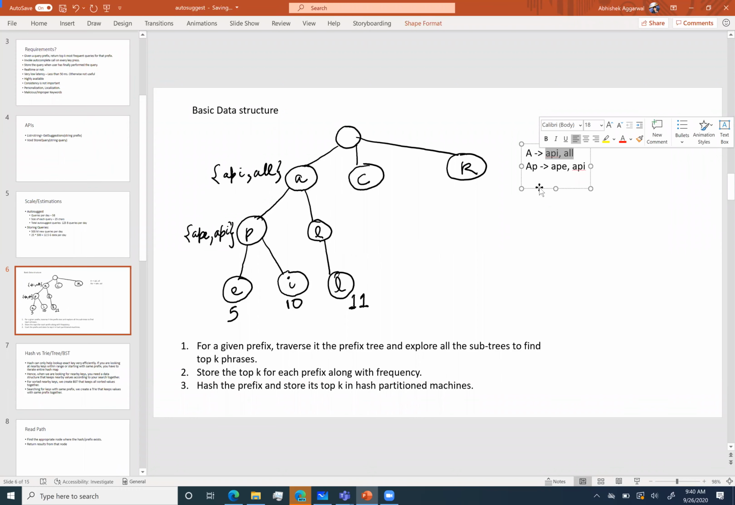Don't you also need to store the frequency in the value too? Yeah, you can. Otherwise, how do you know when you need to update? Yeah, the update part, we'll move over there, but that's a good point that you will also need to store the frequency: API is 10, all is 11, so that on your write path, when you have to make updates, you need to know which one to replace and which one not to replace. But yeah, let's focus on the read path.